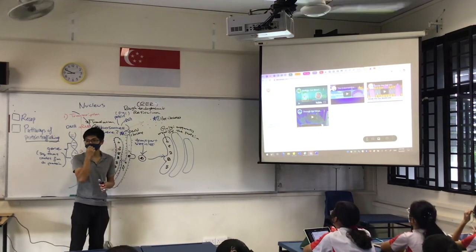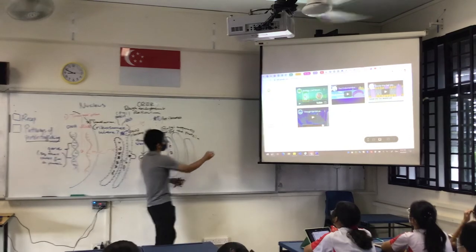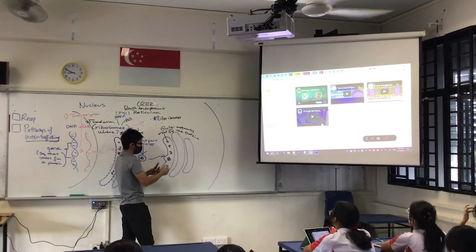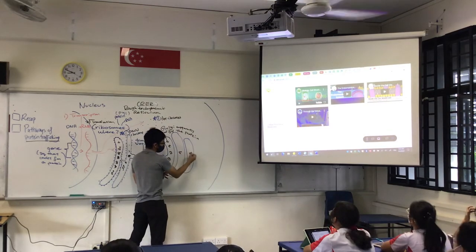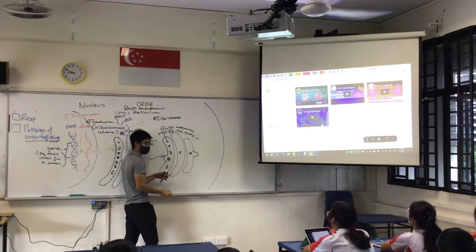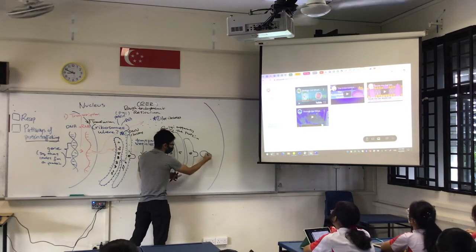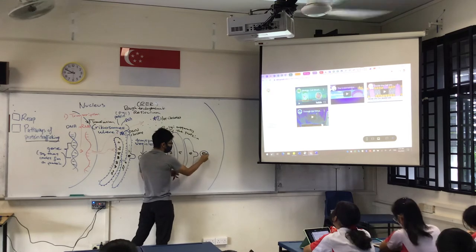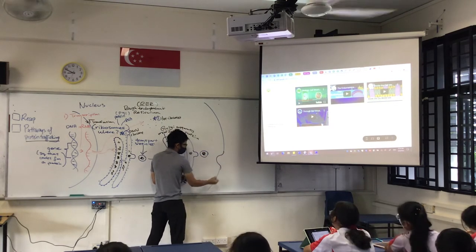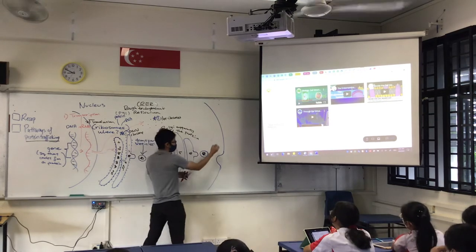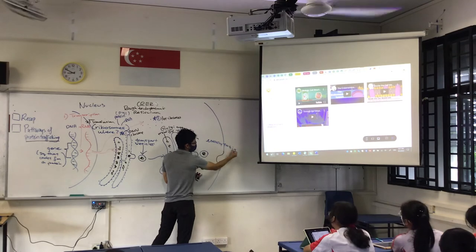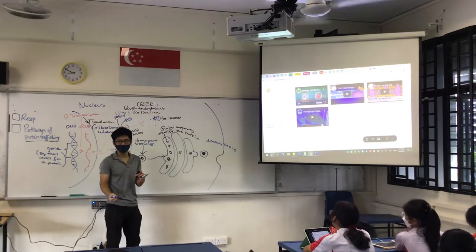Next step, we need to get this out of the cell. This is the cell membrane. Eventually, our proteins will have to get out of the Golgi apparatus via vesicles again, which will cut off. We'll find a protein inside. Eventually, it'll fuse to the cell membrane through a process that you've learned called exocytosis. There was a question on this in the quiz.